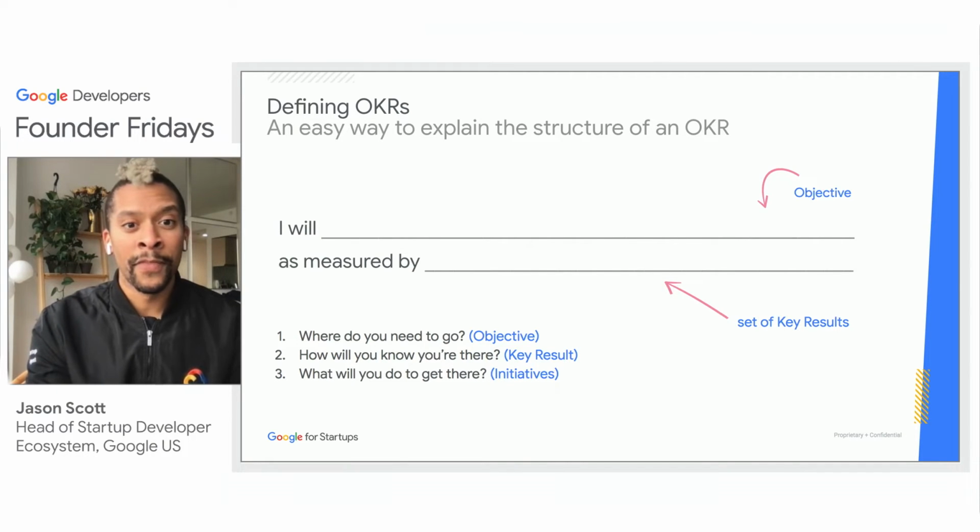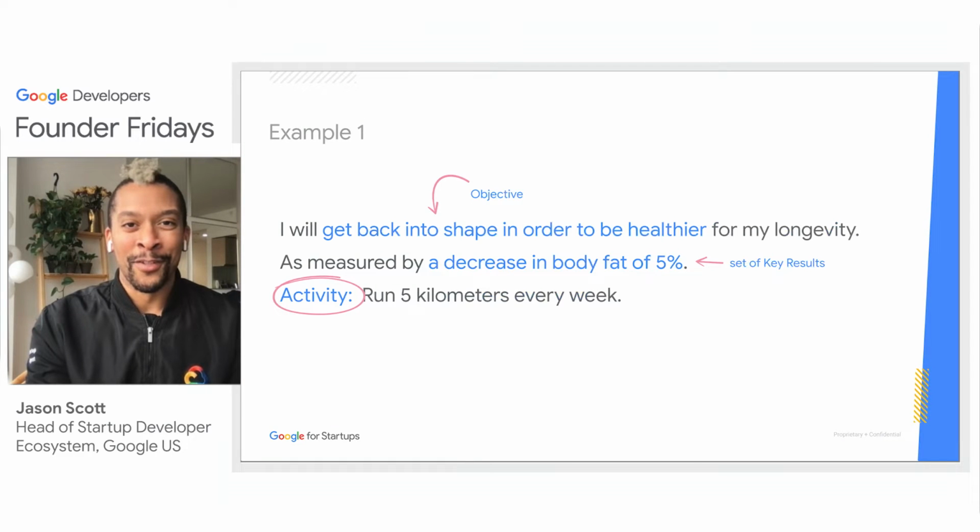So an example, playing off of New Year's resolutions, what's my objective? Get back into shape in order to be healthier for my longevity, as measured by a decrease in body fat from 5% to X. I left off the X in this case because no need to know where I'm starting from in this case. But you always want to have a baseline, as well as where you're trying to get to. So in this case, decrease in body fat of 5%.